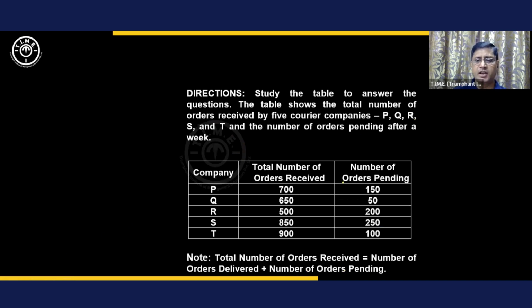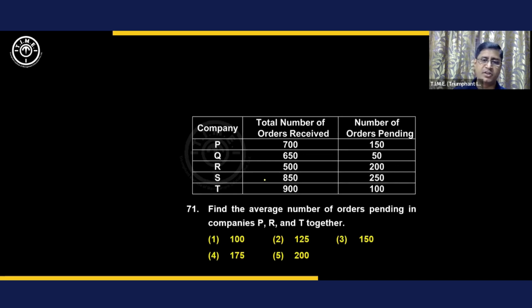Here a table is given in which courier companies P, Q, R, S, T are given, with orders pending, and the total number of orders received is given. The total number of orders received is equal to the number of orders delivered plus the number of orders pending. The sum of these two is the total number of orders received. Now, my dear students, just look at this one. Find the average number of orders pending in companies P, R, and T.